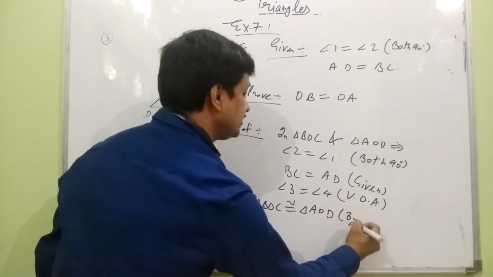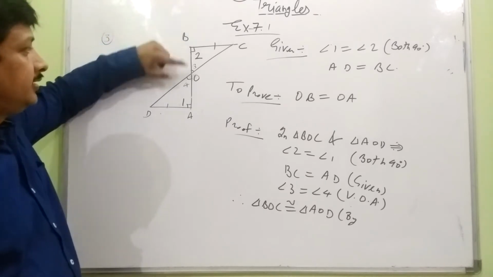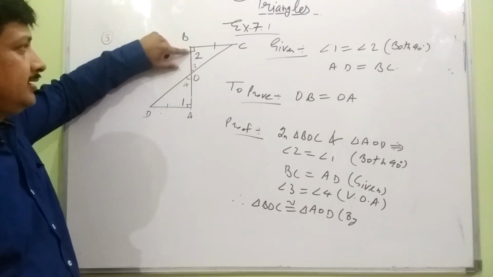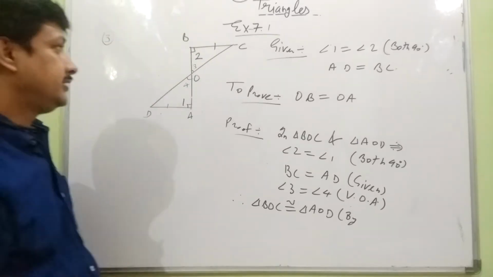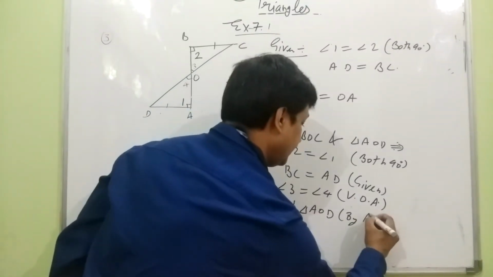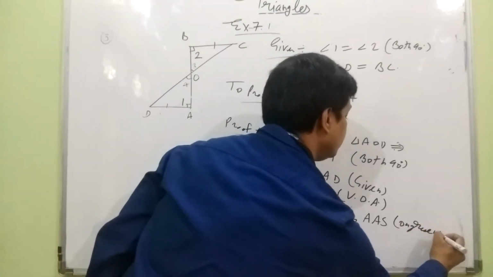So, which congruency is this? Just think: angle, angle, and side. Angle, angle, and side congruency. So yes, it is by the AAS congruence rule.